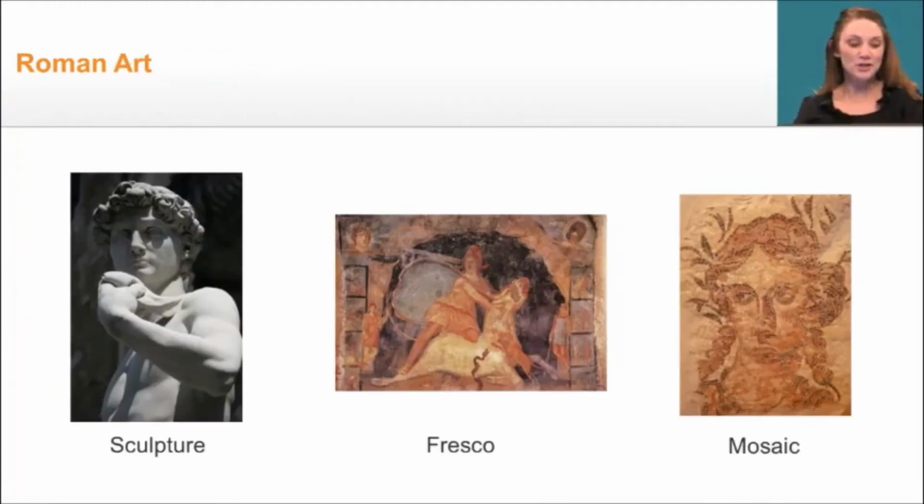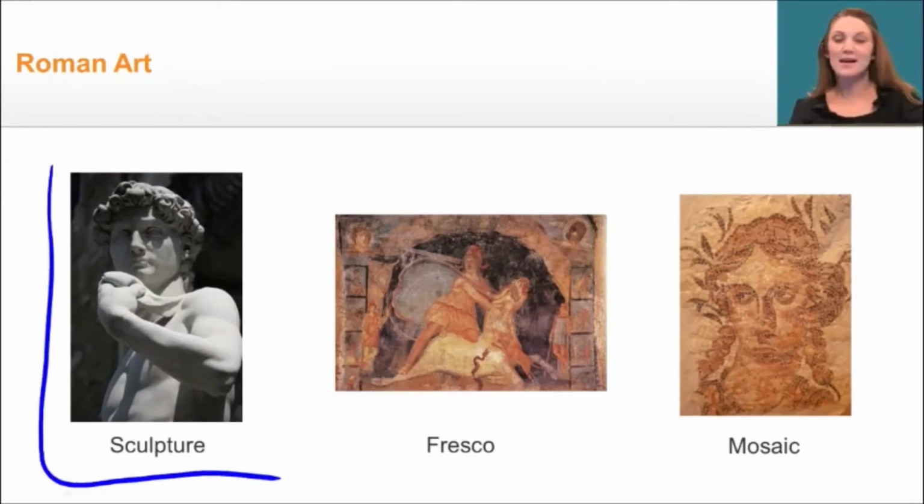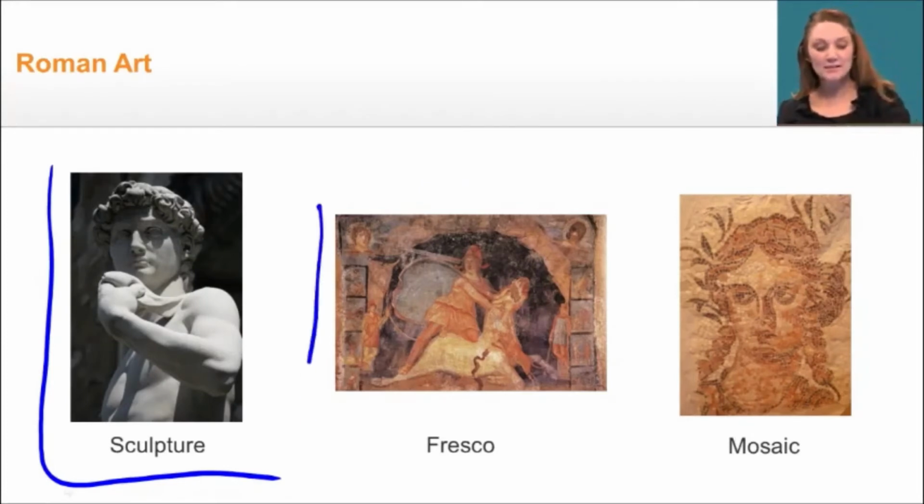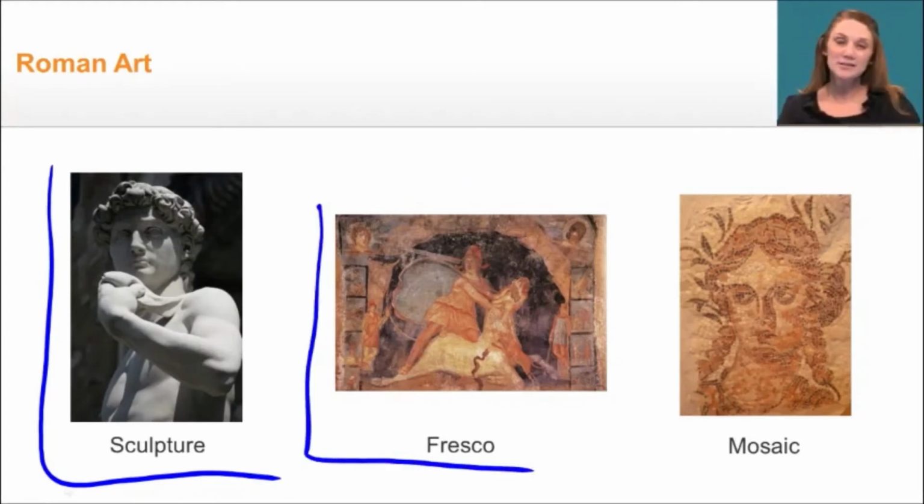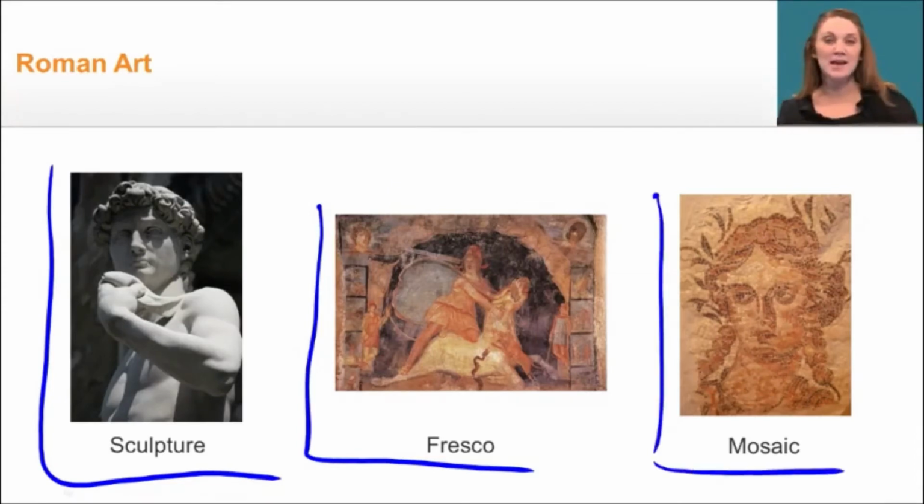You have sculpture. This is actually a Renaissance sculpture. It is David. It's very religious, but it has Roman influences. This is a fresco. Now, a fresco is a type of painting. It's painted on wet plaster. And lastly, this is a mosaic. It's put together with many little tiles. They last a long time. They're amazing and beautiful to look at. I highly recommend going and seeing them.